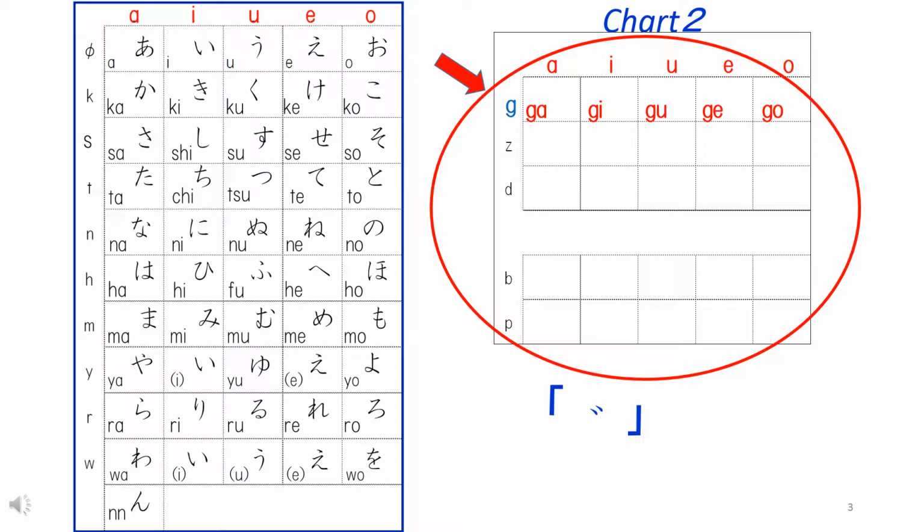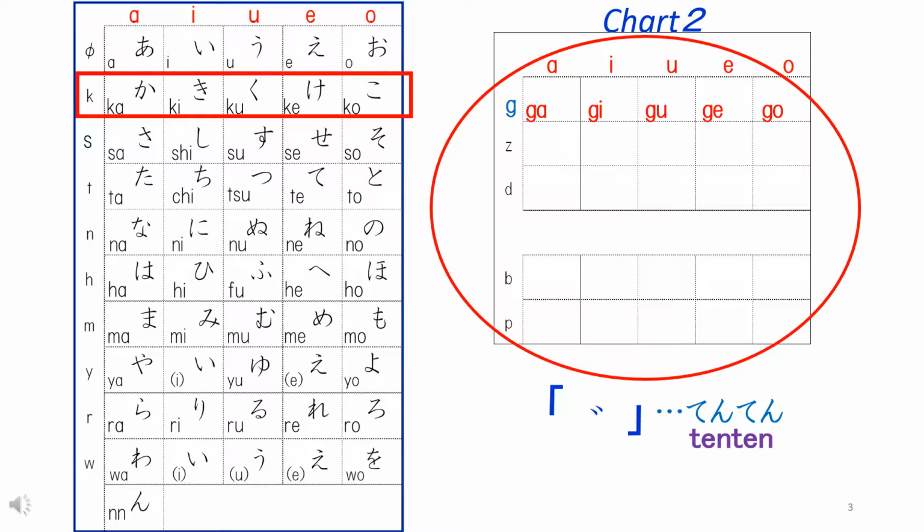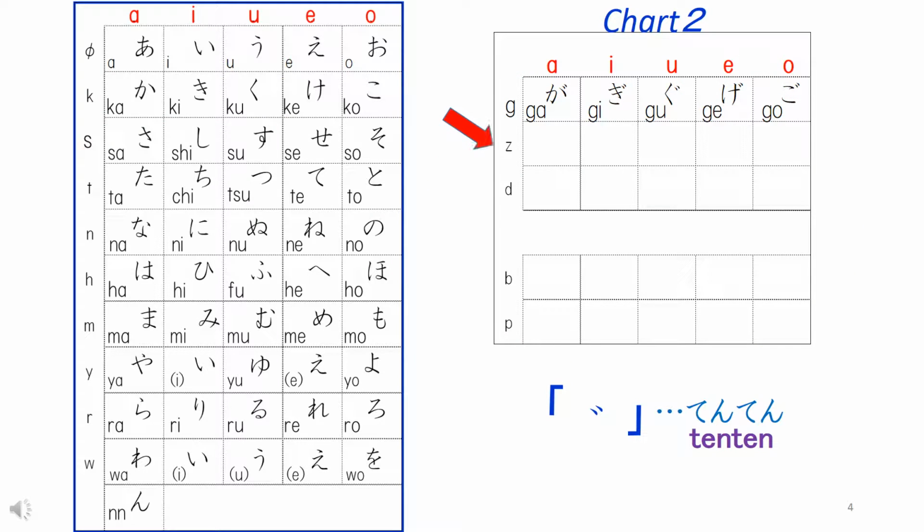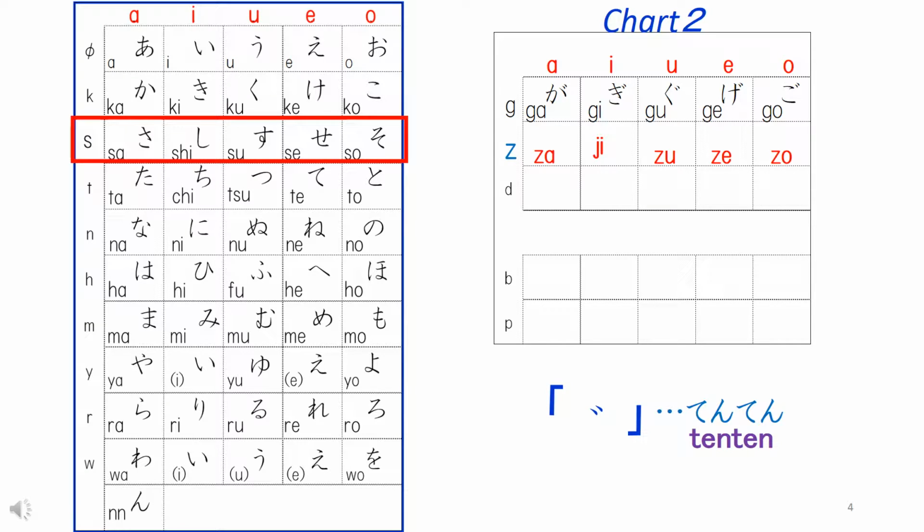First, add 2 short slant lines called tenten to the upper right corner of each hiragana. The hiragana are ga, gi, gu, ge, go. Next, z, z. Za, and the next one is not z, but ji. And zu, ze, zo. The hiragana are za, ji, zu, ze, zo.